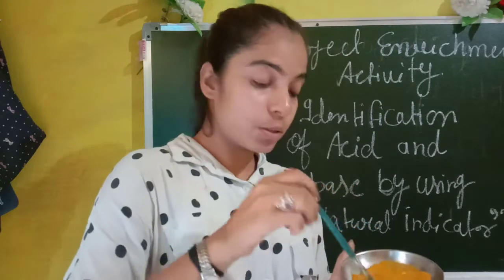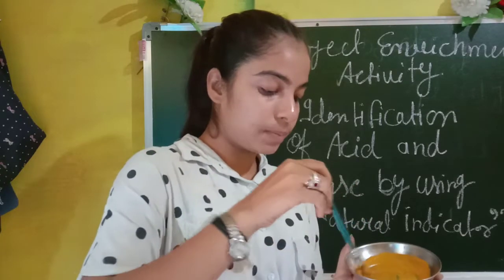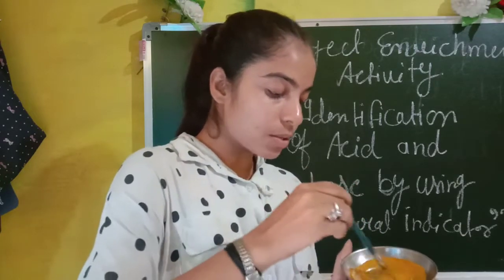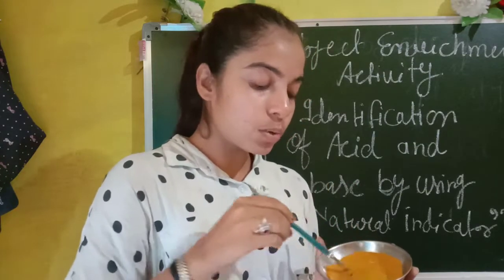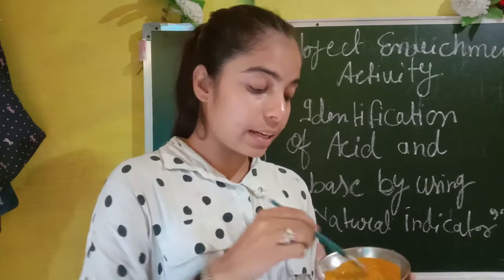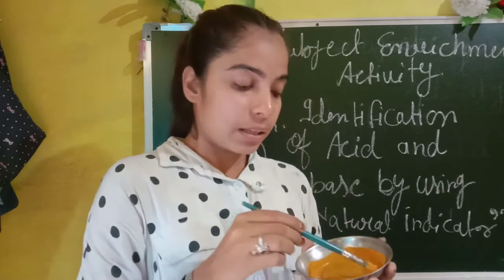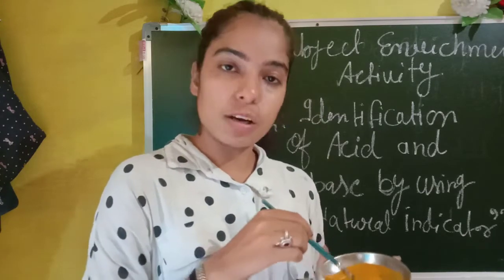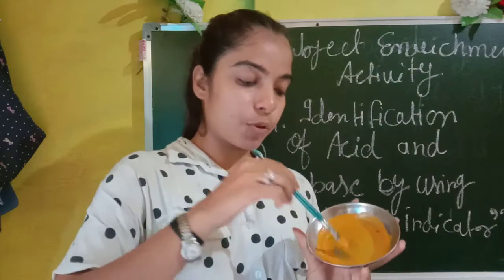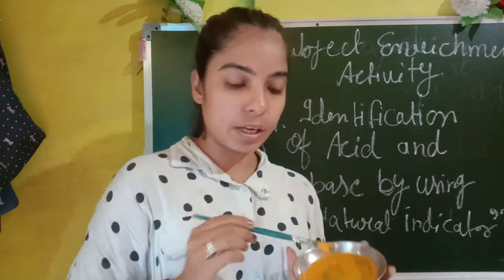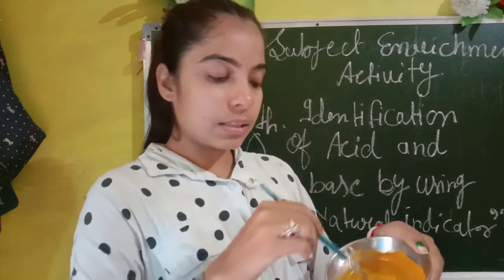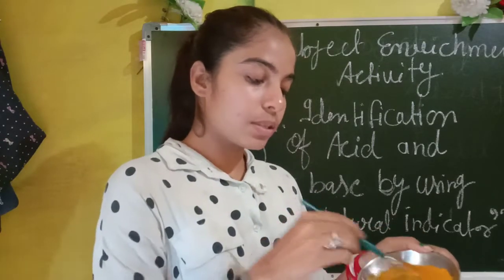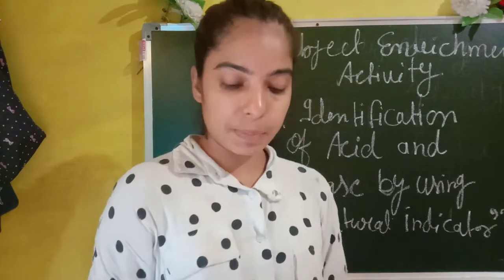While performing your procedure, you also have to tell that turmeric is the natural indicator which is used to identify whether substances are acids or bases. Clear? So you have to make the paste of the turmeric. Now, in the second step, you have to use this paste on a white paper. Clear?